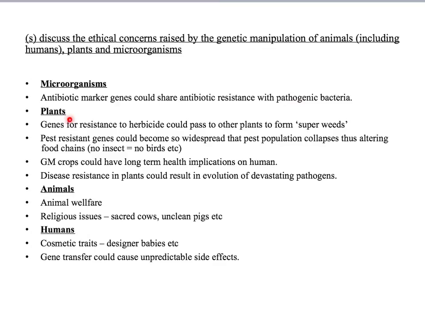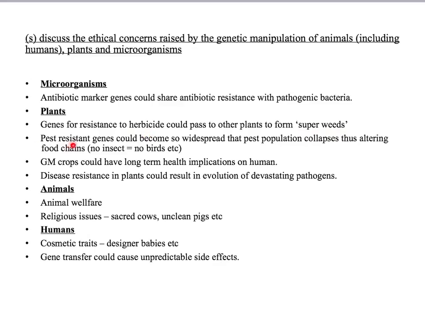In terms of plants, what are the issues? One is resistance to herbicides. We've genetically engineered plants to be resistant to herbicides, so we spray the herbicide over the crop, it kills all the weeds, but the crop plant survives. But if those genes for herbicide resistance pass into weeds, suddenly we might have a population of superweeds which we can't control with normal herbicides. That would create a huge problem for agriculture and ultimately for feeding the world population.